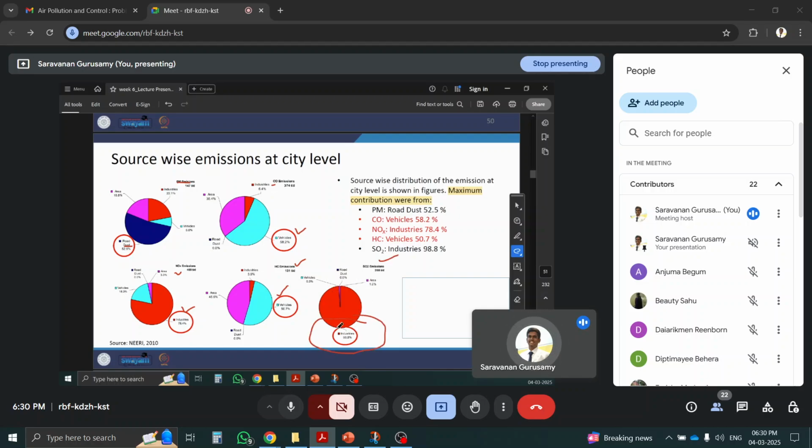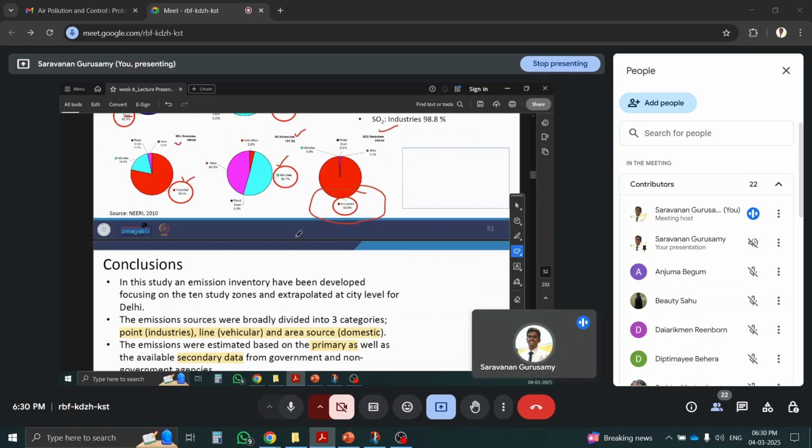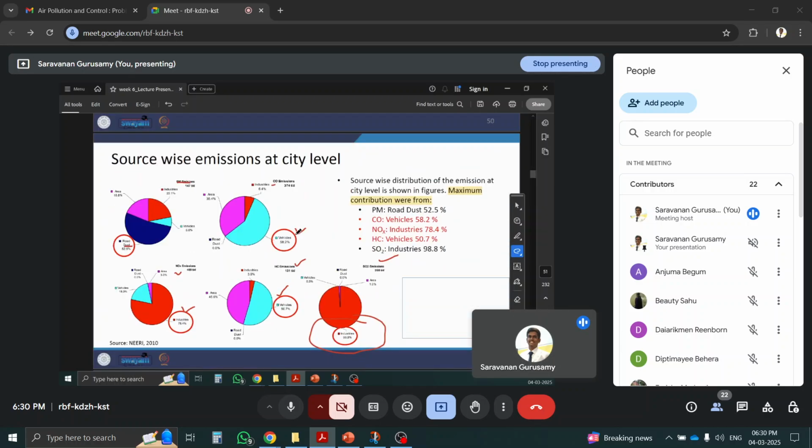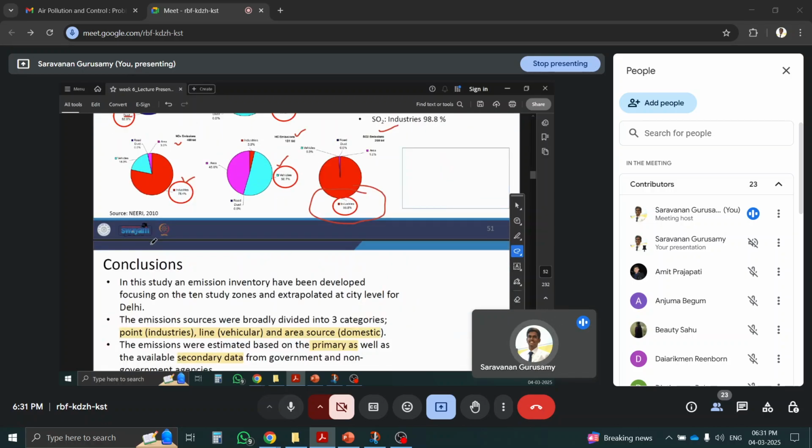Around 98.8% of sulfur dioxide is from industries only. So if you compare this, you can get a broad idea where the emissions are coming from. So you should not only think industries are emitting the pollutant. Even vehicles are also emitting pollutant. Even residents are also emitting a lot. Even if you see, particulate matter is higher in road dust. So this is due to resuspension of particulate matter from the road. So that is another major contributor.